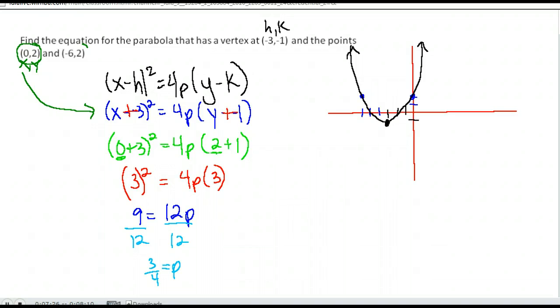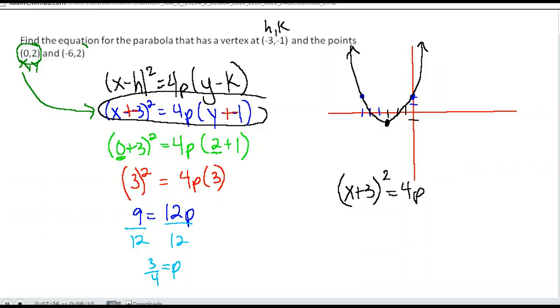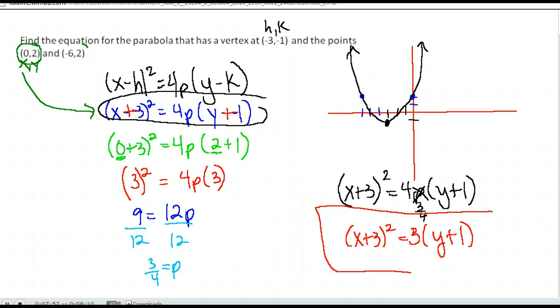Now we take our standard form that we were working with up here, and we put in the p, and we're done. So we have (x plus 3) squared equals 4p times (y plus 1). We just figured out down here our p was 3/4. So we put our 3/4 right here instead of p and simplify. 4 times 3/4 would give us 3, and there you have it. That would be the standard form for the equation of the parabola they described to us.